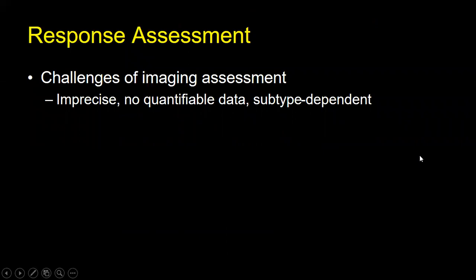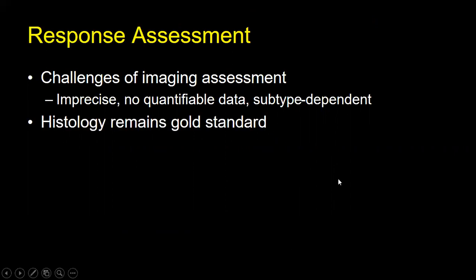Imaging assessment can be challenging. I showed you a nice mass that resolved completely, but oftentimes the information may be imprecise, not quantifiable, and the response by imaging may be subtype dependent, whether they're luminal cancers or triple negatives, for example. So histology remains the gold standard for determination of response.